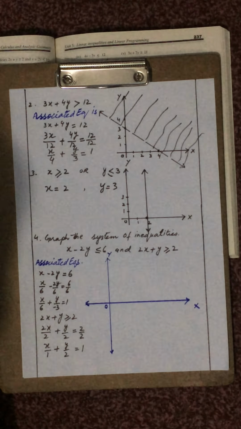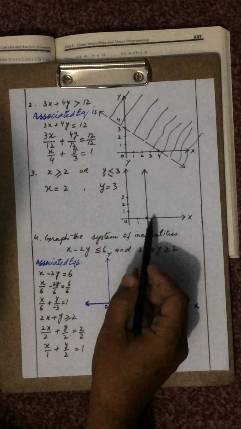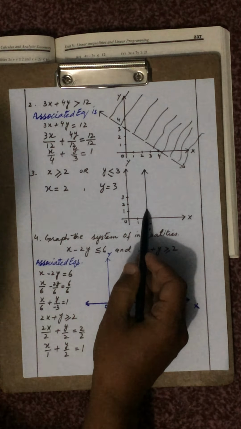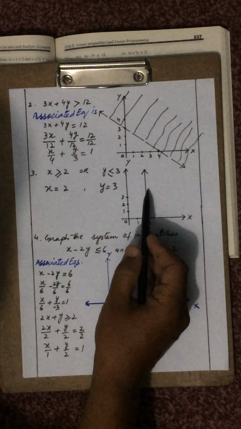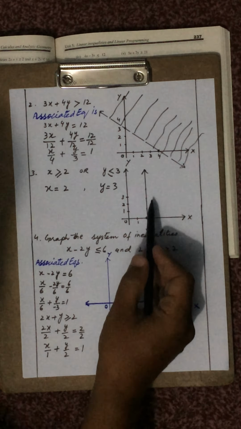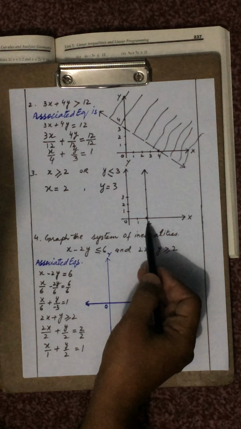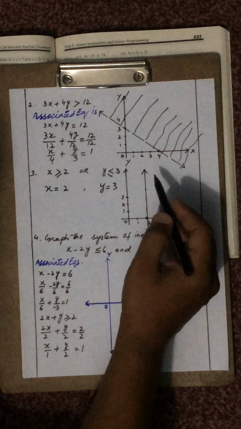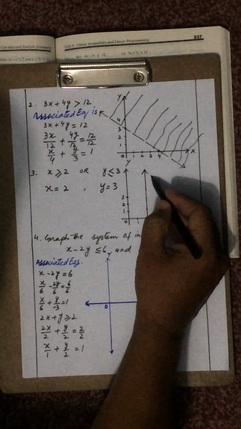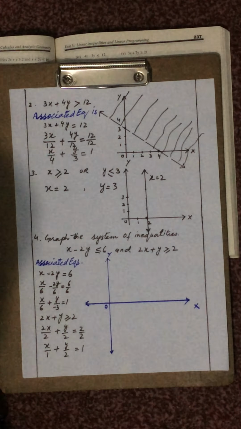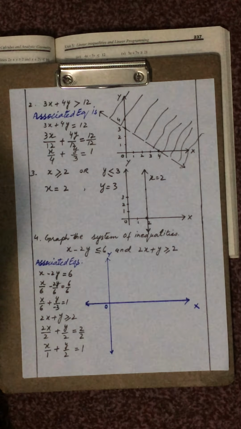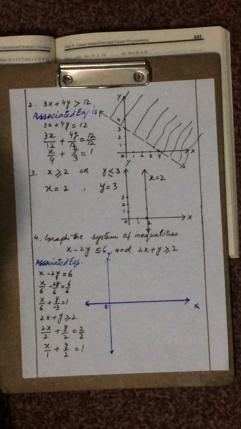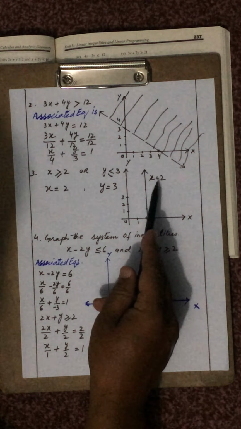Why is it x equal to 2? Because here the value of x is 2. If we go upward, again x is equal to 2, and if we go down, x is equal to 2, anywhere x is equal to 2. So this whole line is x equal to 2. This is the way to draw the graph of such inequalities. So this is the graph of the equation x equal to 2.